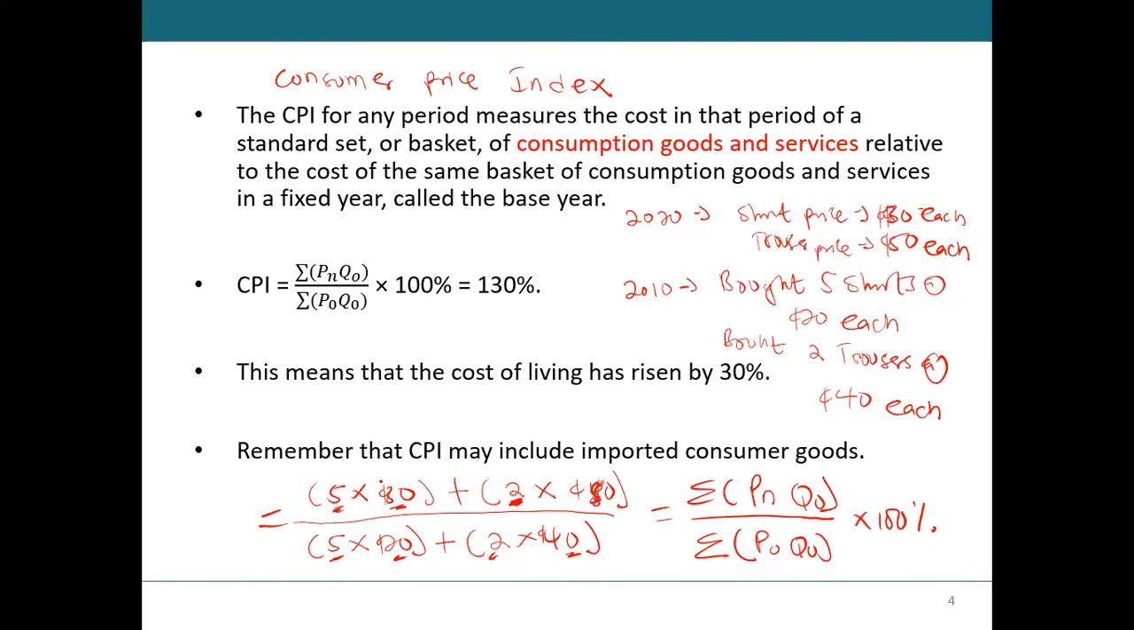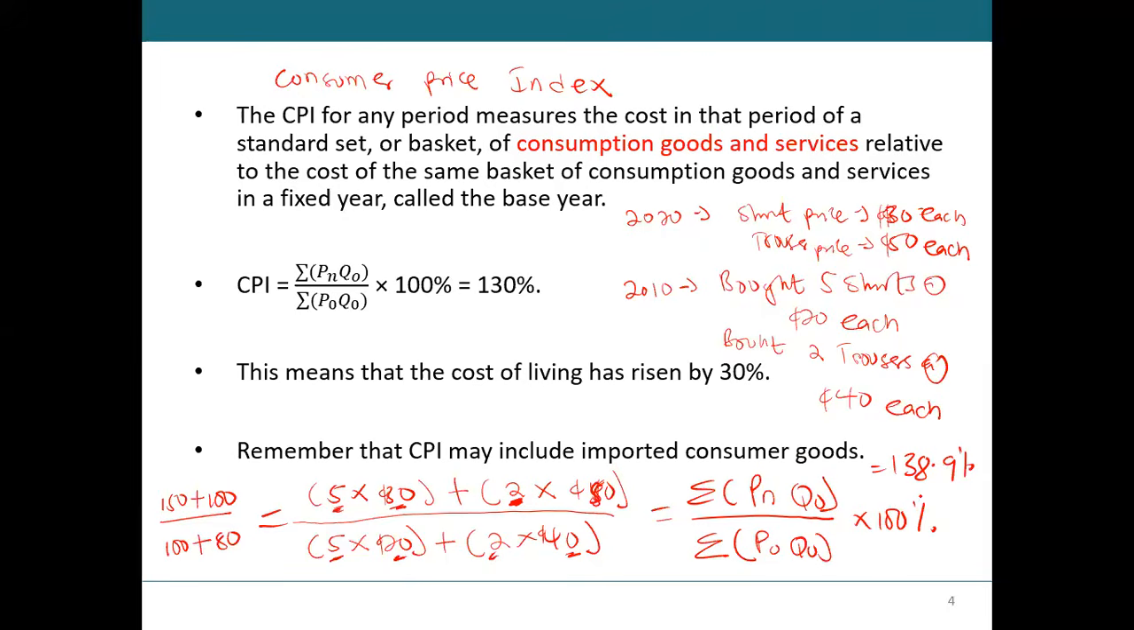So I think 5 times 30 is 150, plus 2 times 50 is 100, all over 5 times 20 is 100, then 2 times 40 is 80, all right? So I'm sure if you do your calculations, it will be 250 divided by 180. If you multiply it by 100%, I think you get 138.9%.